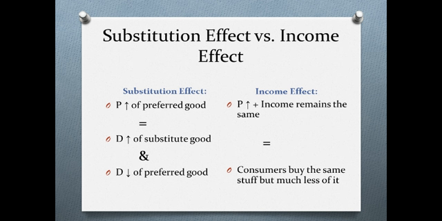The income effect is interesting as well. As the price goes up and income remains the same, consumers buy the same stuff, but much less of it. If we're sticking with the coffee and tea example, if the price goes up and my income stays the same, I might still buy the coffee, but I'll buy less coffee. In theory, I don't think I'd ever buy less coffee.